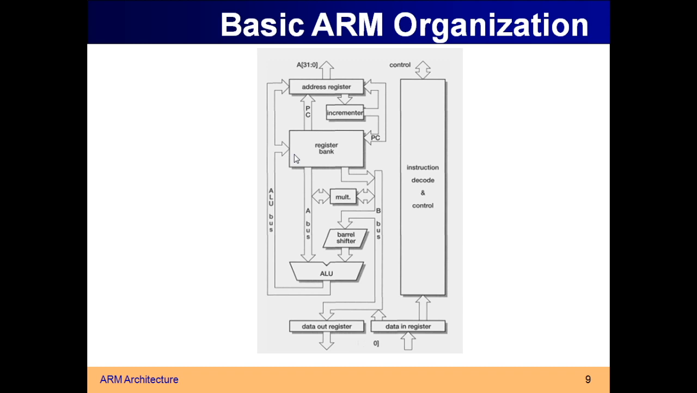But here the speciality is that the program counter is also part of the register file itself. So whatever operation you can perform on the register file, you can perform on the program counter also. That is an advantage. In addition to all these blocks, you have the instruction control and decode unit, and then the data in and data out registers. The data in register is used for reading data into the processor. The data out register is used for sending data out from the processor to the peripherals.